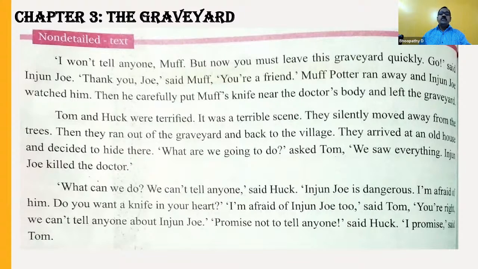So Injun Joe is a very cruel, very wild villain. So they were very much afraid of this dangerous fellow. They promised each other, Tom and Huck, not to reveal to anyone else in the town. "I'm afraid of him," Huck said. Tom said, "He too. And do you want a knife in your heart? I'm afraid of Injun Joe too," Tom said. "So you are right. We can't tell anyone about Injun Joe who killed the doctor." "Promise not to tell anyone," said Huck. "I promise," Tom said. So this is the end of the graveyard.